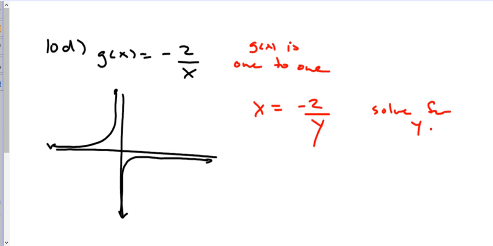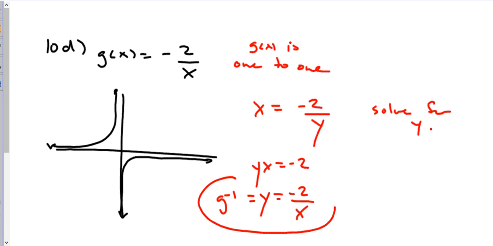All right, so I'm going to cross multiply. And what we have then is y times x equals negative 2 divided by x. So y equals negative 2 over x. What? That is crazy. What is that all about?